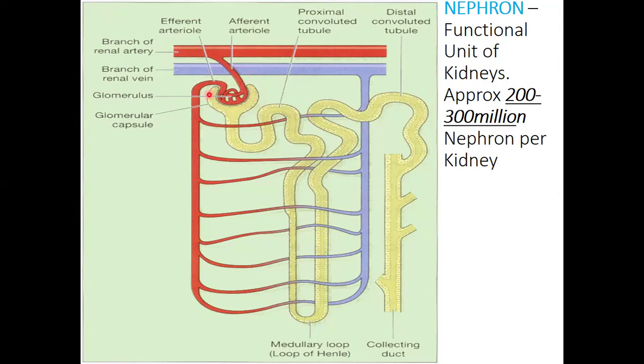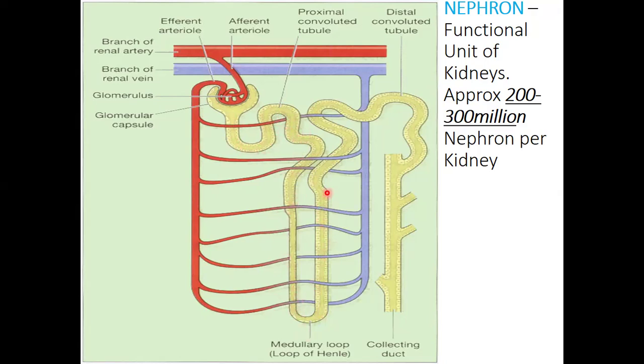You must draw the Bowman's capsule with its glomerulus, together known as the renal corpuscle. So this is the renal corpuscle. The renal corpuscle has 2 parts, glomerulus and the Bowman's capsule, or the glomerular capsule. And that's the renal corpuscle. Then the first part will be the proximal convoluted tubule. Then from the proximal convoluted tubule, we have the loop of Henle.